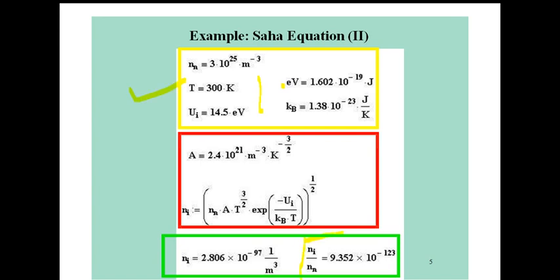So you can see here Ni divided by Nn is of the order of 10 to the power minus 123, which is huge. What does this mean, 10 to the power of minus 123? Let's talk more.